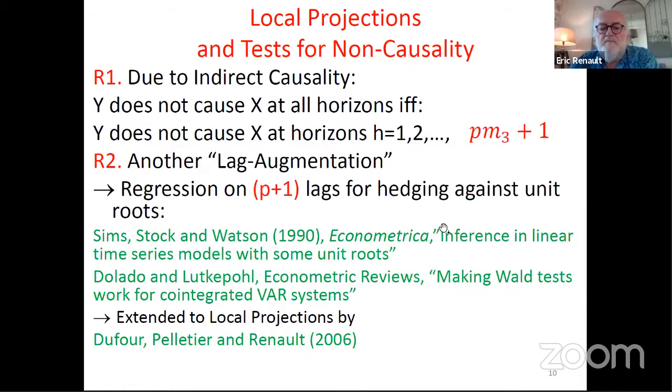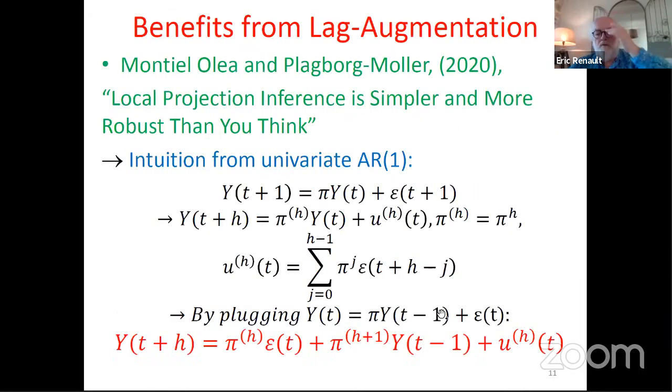So basically, this has been put forward for testing on vector autoregression. And with Dufour and Pelletier, we extended this argument to local projection. That is to say, instead of looking at a regression of order p, I will look at a regression of order p plus 1. This work has been very recently revisited by Preston and others. And there's another paper by Montiel Olea and Plagborg-Møller. The title of the paper is Local Projection is Simpler and More Robust than you think.